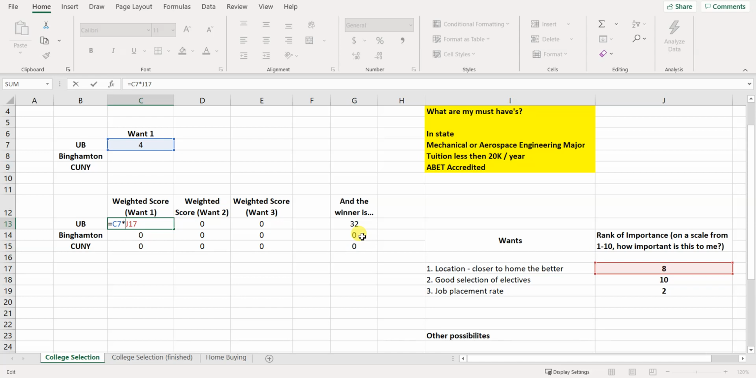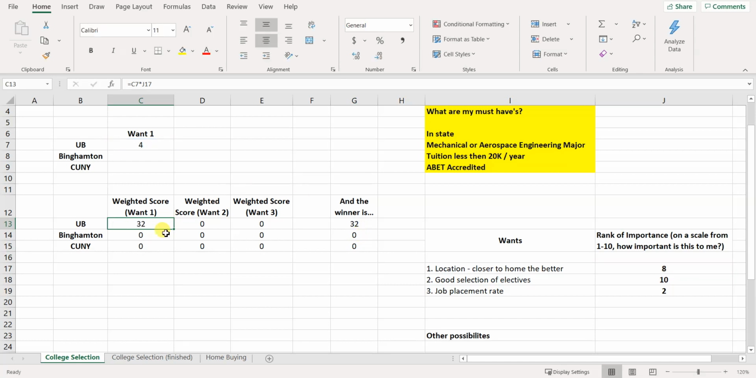Again, this is just a tool. You don't have to go with what it comes out with. But it's a good way to lay stuff out and go over all the different factors that might contribute. So having said that, I put a 4 in here, it multiplies it by the 8 and gives it a 32. So let's go.